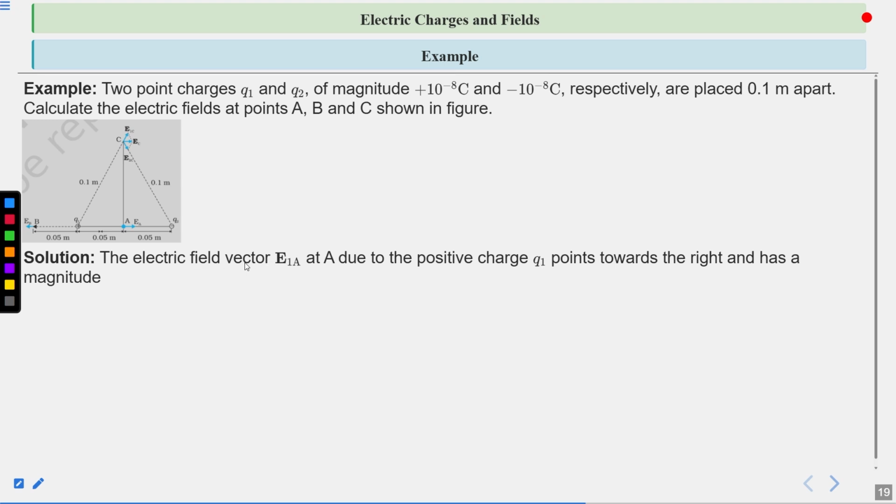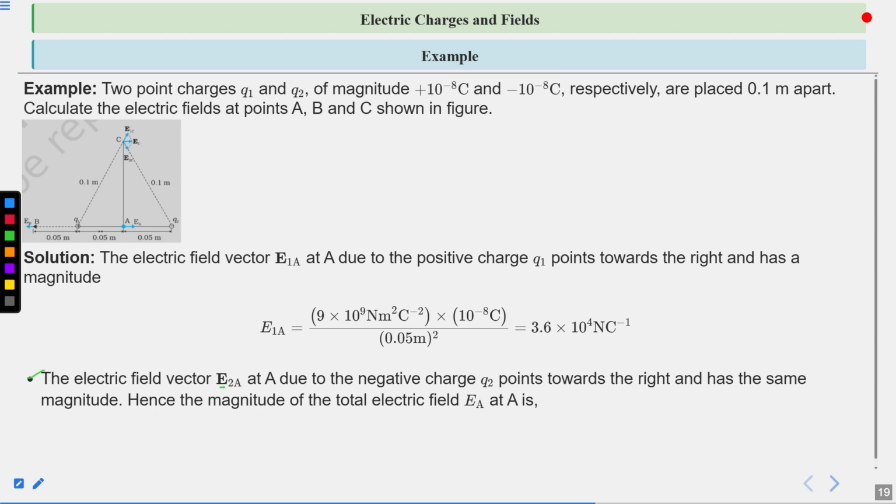The electric field vector E1A at A due to the positive charge Q1 points towards the right and has magnitude E1A equal to 3.6 into 10 raised to the power 4 newton per coulomb. So E1A, look at here. Q1 and Q2 are the charges. The values are given in this question, and we have to find out the electric field. So E1A is this one.